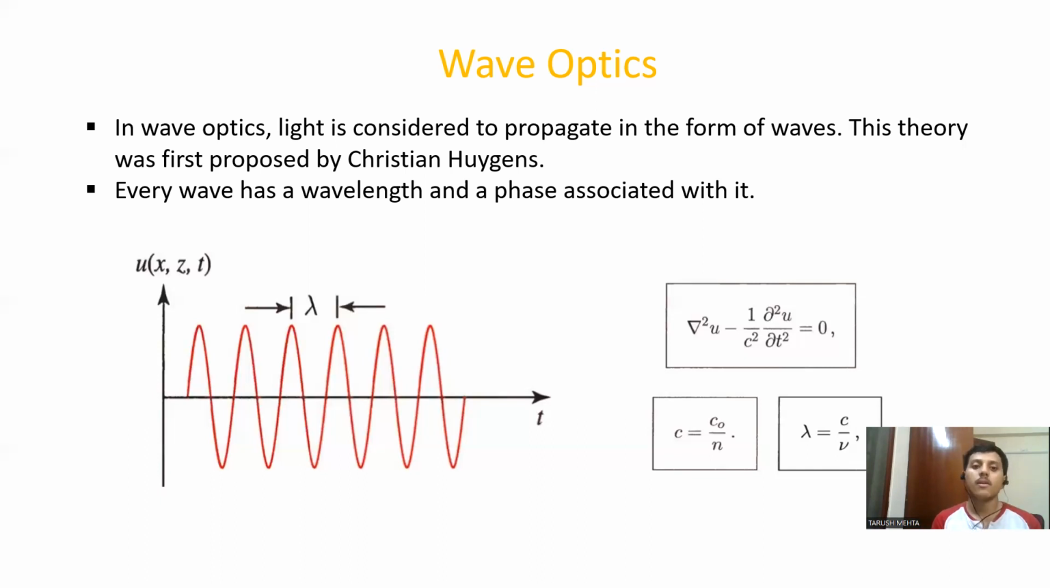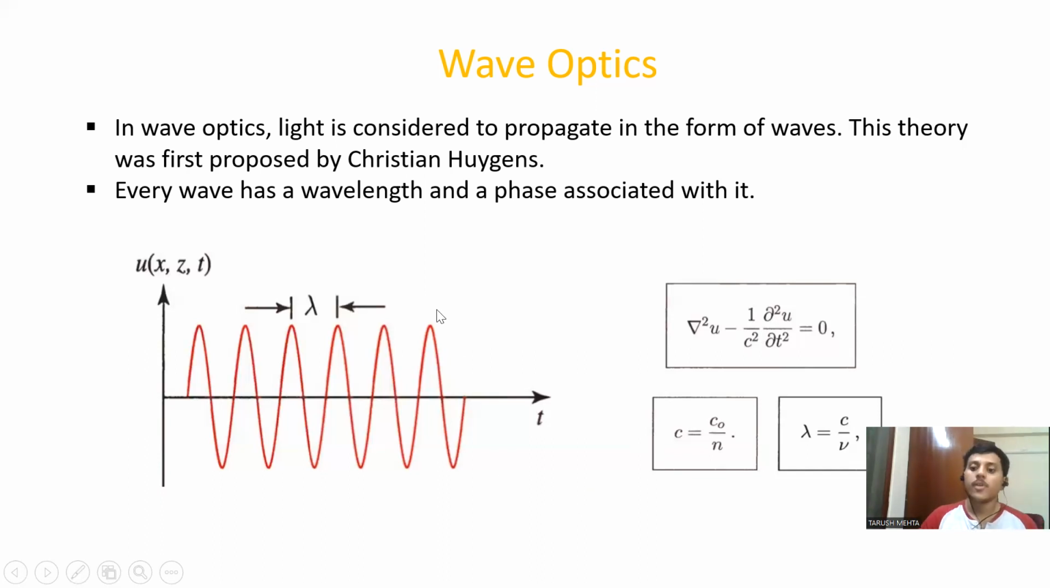This theory was first proposed by Christian Huygens. As we can see here, every wave has a wavelength and a phase associated with it. Here light is considered to be traveling in the form of some wave, and this wave is scalar in nature. The distance between any two consecutive maxima or any two consecutive minima is called a wavelength. Here light is no longer assumed to travel in straight lines as it was in the case of ray optics. And phase basically refers to the start point of this wave, that is, how much it has been delayed with time as well as position from the starting point.